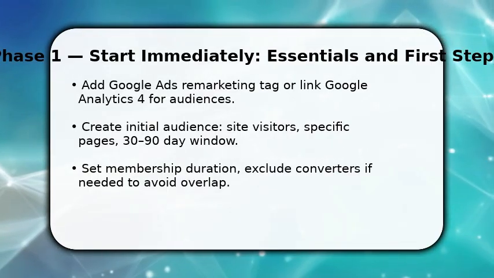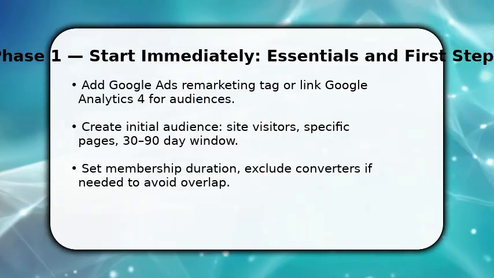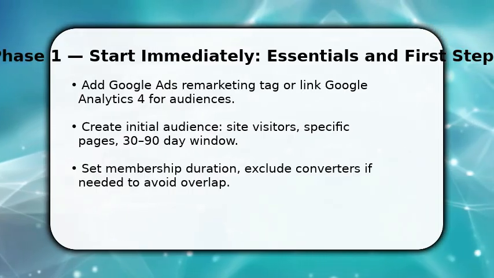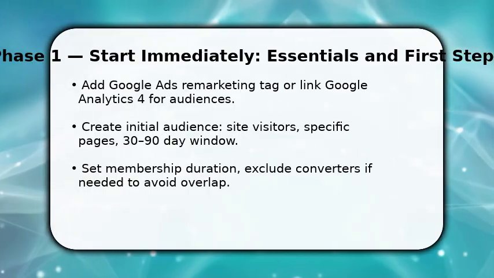Choose a 30 to 90-day window depending on purchase cycle. Make sure to set membership duration and exclude converters if you want to avoid showing ads to recent buyers. This gets you real user data to retarget immediately.